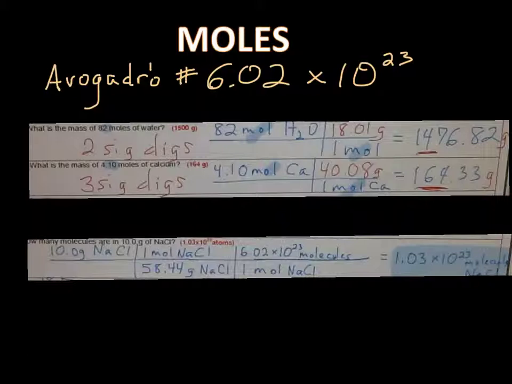Multiplying across the top and dividing across the bottom yields the final answer of 1.03 times 10 to the 23rd molecules. You can ignore that the answer key says atoms, when clearly NaCl is a compound and that would be molecules, and that was the question being asked anyway. So, little typo in the answer key.